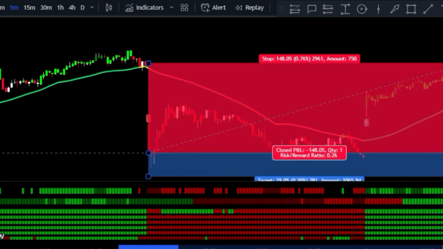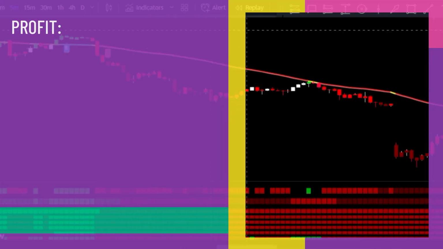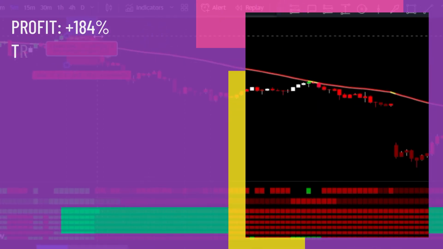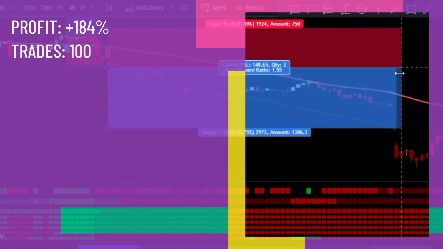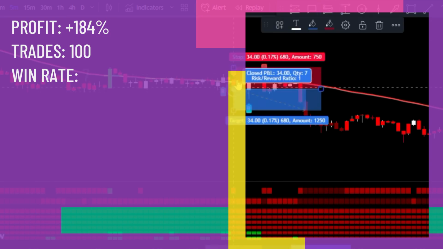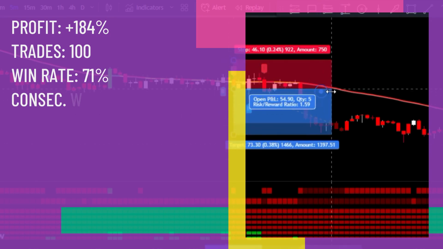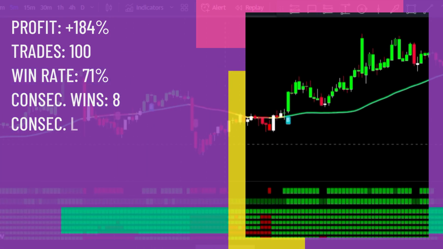You can see we had a massive 184 gain on the account over 100 trades. It gives us a very impressive 71% win rate. We had a huge 8 wins in a row and 3 losses in a row.